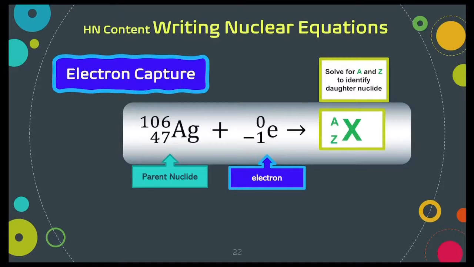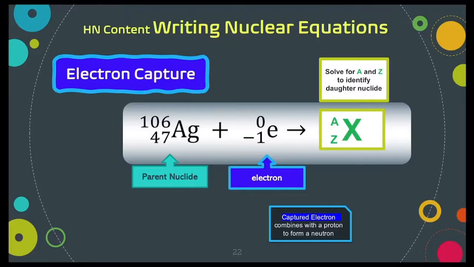So we are going to use the same process of solving for the missing variables A and Z to determine the identity of our daughter nuclide. Now, remember, for instances when there's an excess of protons, the nucleus will capture an electron from the innermost part of the electron cloud, from an orbital that's closest to the nucleus. And what will happen is that electron will then combine with a proton to form a neutron.